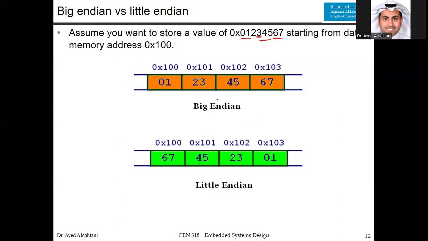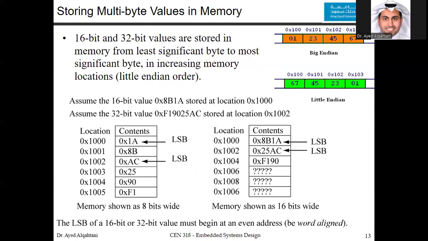There is no advantage of one of them over the other. You might think that this looks better, but I can give you another example that makes little endian better than big endian. So there is no difference in which one to choose. But if you pick one, you are stuck with it the whole time. And in PIC24, we choose the little endian order.